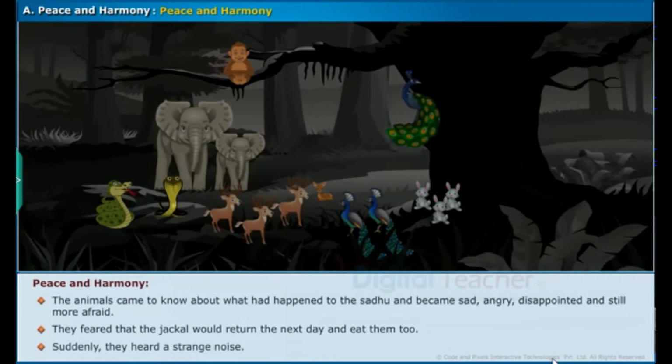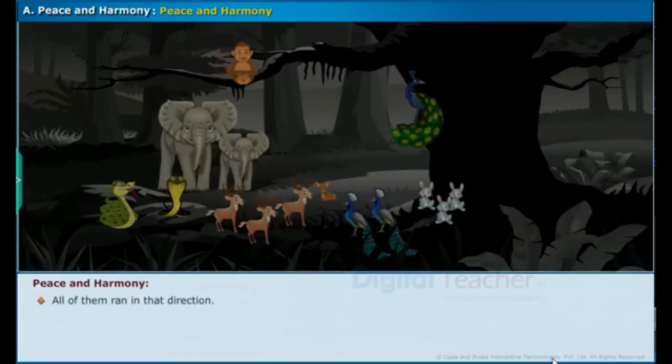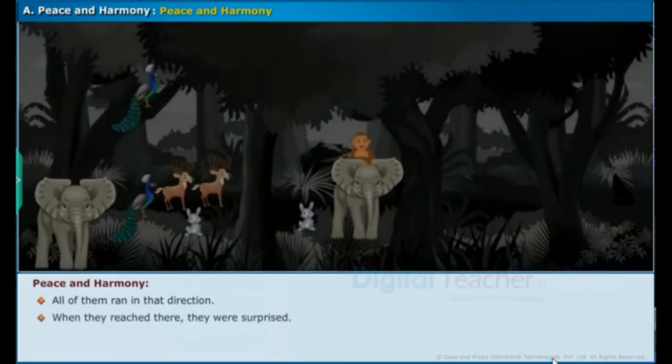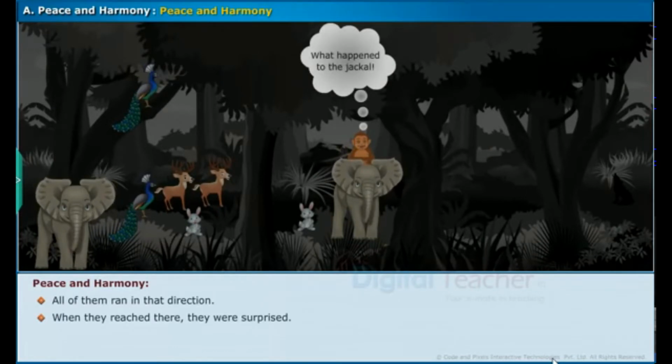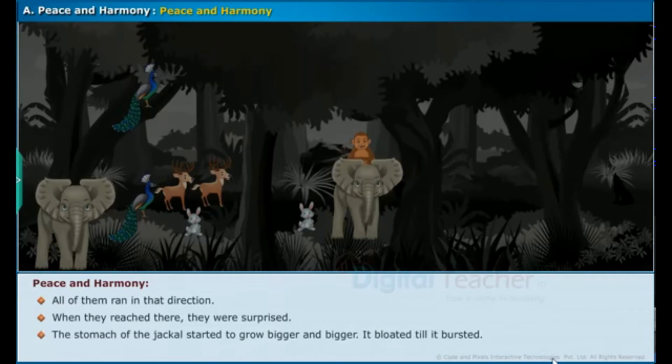Suddenly, they heard a strange noise. "What is that noise?" "I don't know. It's from that direction. Let's go and see what it is." All of them ran in that direction. When they reached there, they were surprised. "What happened to the jackal?" "Ah! My stomach! My stomach!" The stomach of the jackal started to grow bigger and bigger. It bloated till it burst. "Look, the jackal's stomach burst."